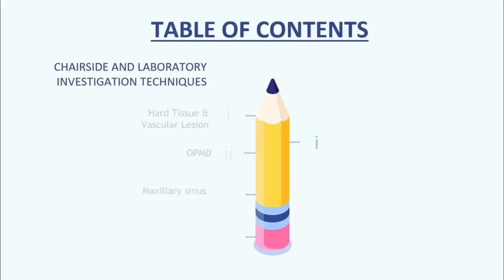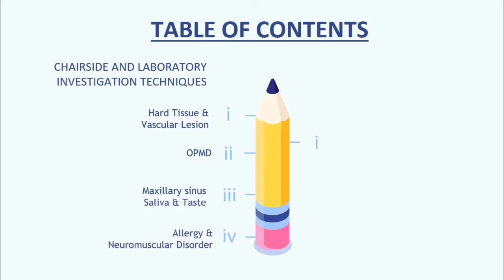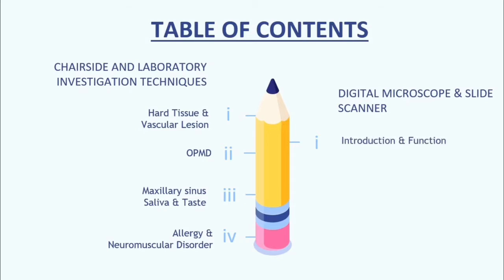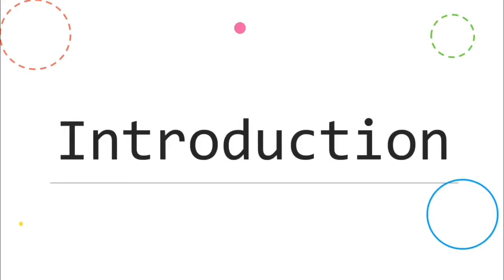In this presentation, we are going to see the chairside and laboratory investigation techniques, and we will divide them into hard tissue and vasculation, OPMD, maxillary sinus, saliva and tests, allergy and neuromuscular disorder. And we will also explain the digital microscope and slide scanner. So for the introduction, we will look at the definitions.